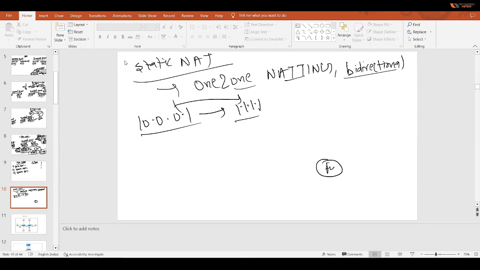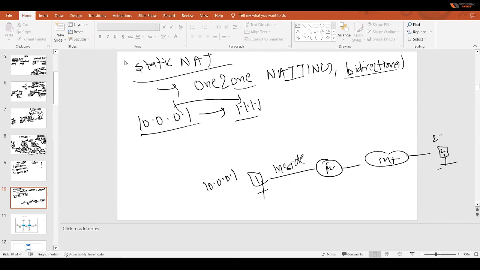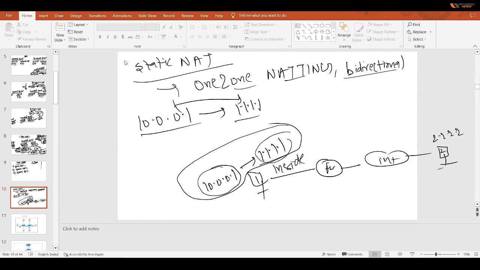Like I have one firewall, one internet, and one PC at the inside zone. Okay, guys, PC1, PC2. The IP of this PC is 10.0.0.1 and the IP of this one is 2.2.2.2. I have NATed this PC to 1.1.1.1, so it is binding together. No other PC will use this public IP. Only 10.0.0.1 will use this IP. It is restricted. Got my point?